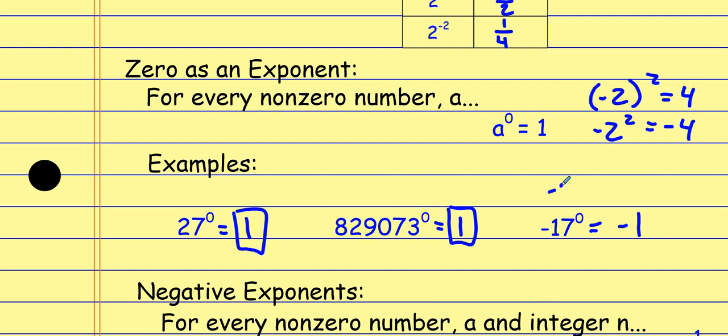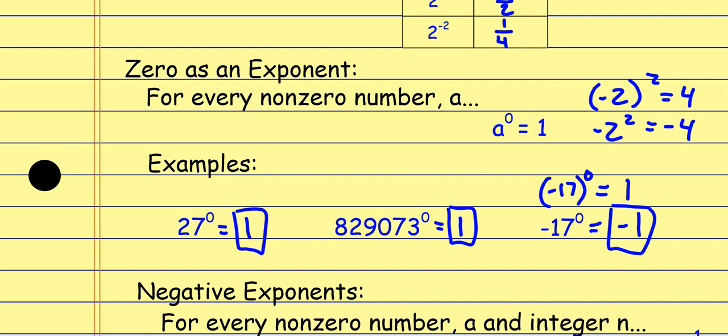And keep in mind, if I had negative 17 in parentheses to the 0 power, then it's a positive one, because then I'm doing the whole thing raised to that power. All right, so just be aware of that kind of stuff. Those subtle differences in terms of parentheses versus no parentheses make a big difference when talking about negative values being raised to a power. Okay, but anything to the 0 power is 1.